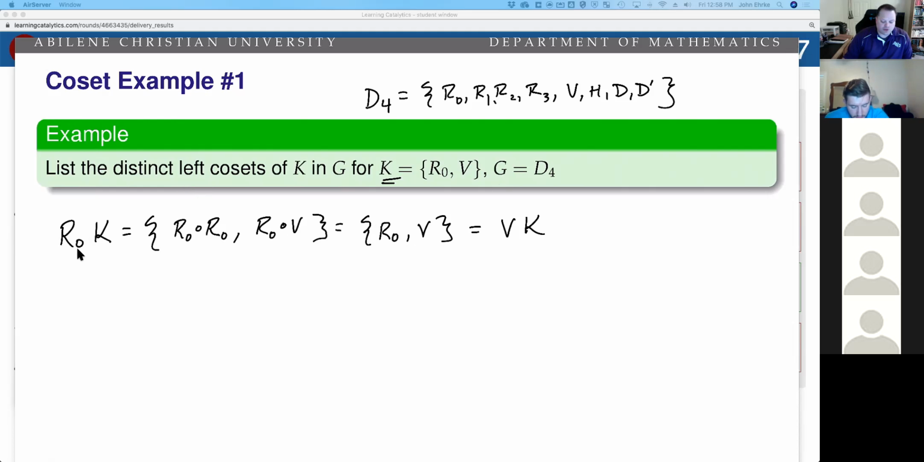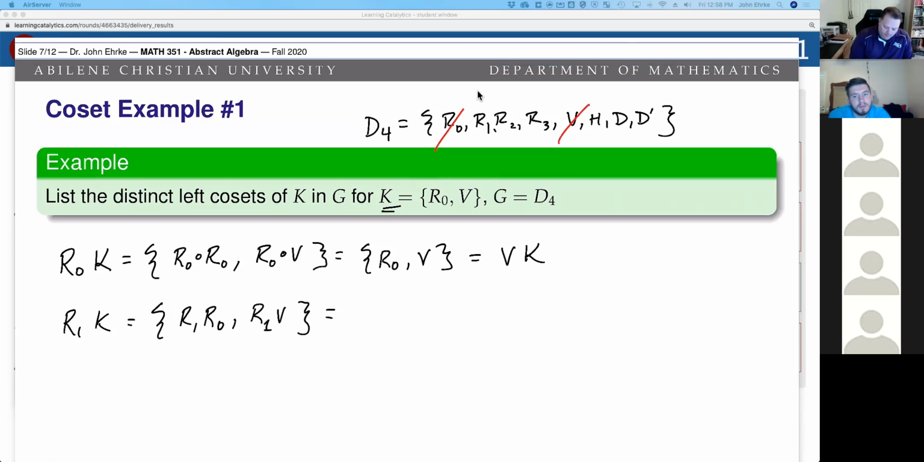So I've exhausted R naught and I've exhausted V from the list. So the next possible representative is R1. I'm just going to go down the list. R1 of K would be what? Well, R1 R naught is R1. What is R1V? Remember, you do V first, and then you do R1.